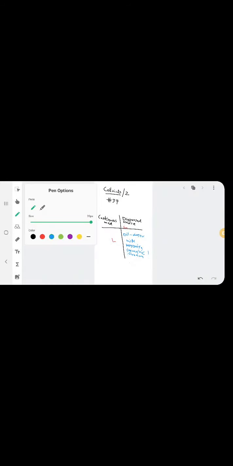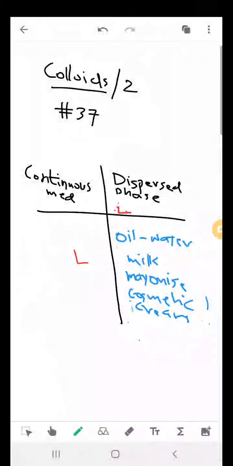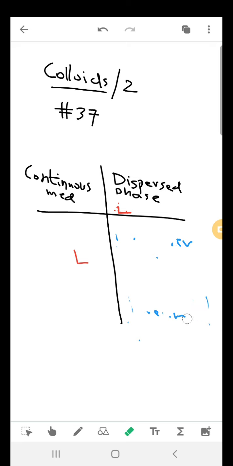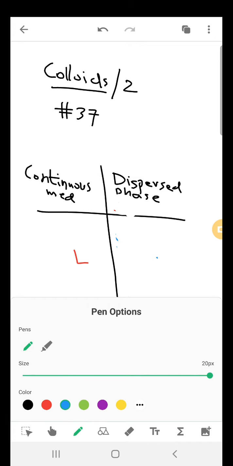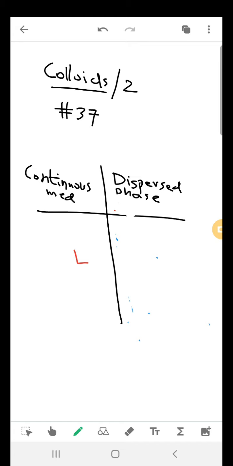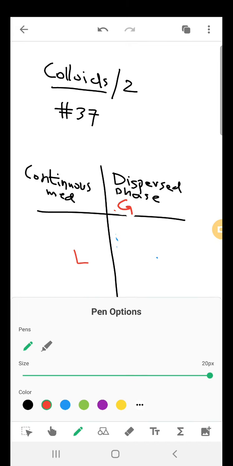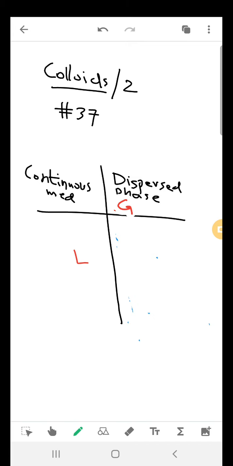And if the dispersed phase is a gaseous one, then we can again have foams and whipped cream.